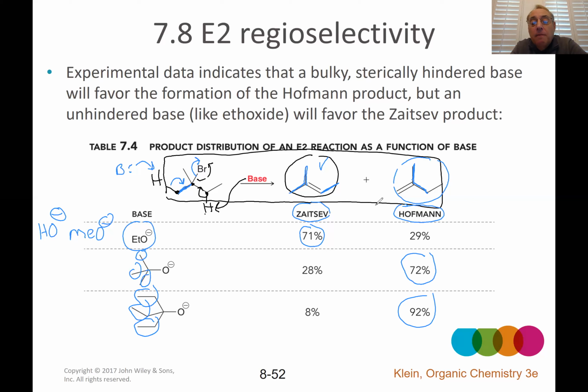You see there's a mixture of products in these reactions, and that is called regioselectivity, regioselective. Well, what that means is that there's a mixture of products and one product is favored. So you get a mixture of constitutional isomers and one product is favored. So it's selective. One of the regions of the molecule is favored for the double bond.